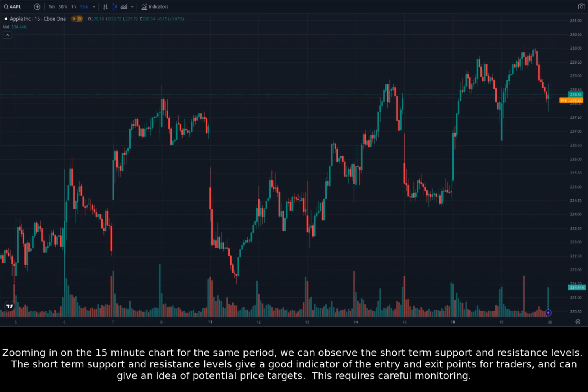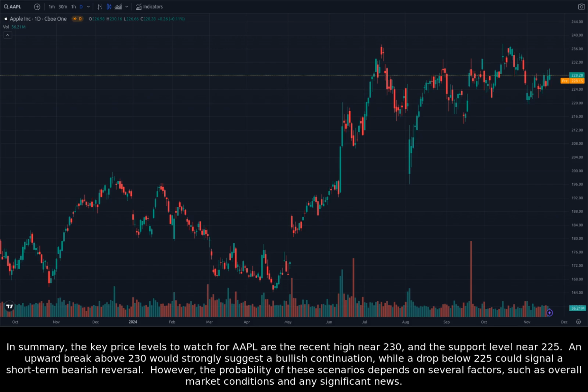The short-term support and resistance levels give a good indicator of the entry and exit points for traders and can give an idea of potential price targets. This requires careful monitoring. In summary, the key price levels to watch for Apple are the recent high near 230 and the support level near 225. An upward break above 230 would strongly suggest a bullish continuation, while a drop below 225 could signal a short-term bearish reversal.